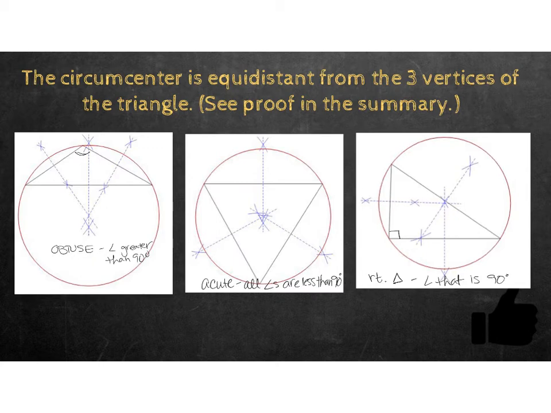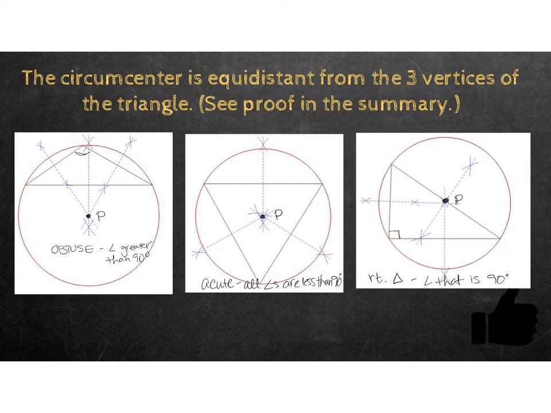So I've got an obtuse triangle, it's got an angle greater than 90. I've got an acute triangle, that's all 3 angles less than 90. And I've got a right triangle, that means one angle is 90. Let's notice in these where my circumcenter is. In this case, let's call it P. My intersection point of my 3 perpendicular bisectors is point P. In this diagram, it's again point P. And in this diagram, my 3 dotted lines intersect again at my point P.